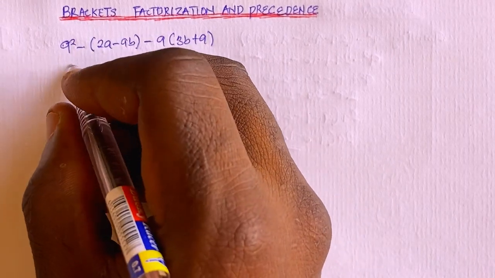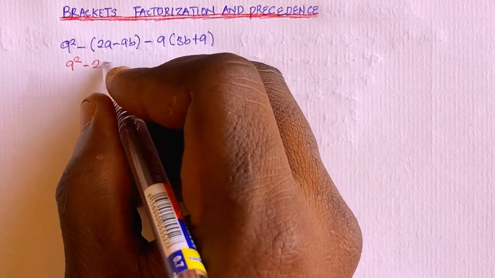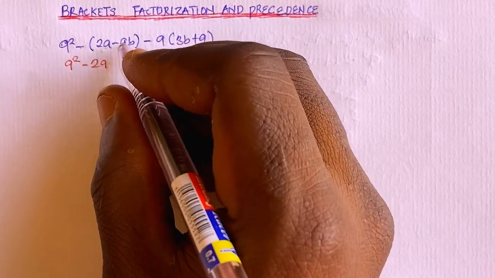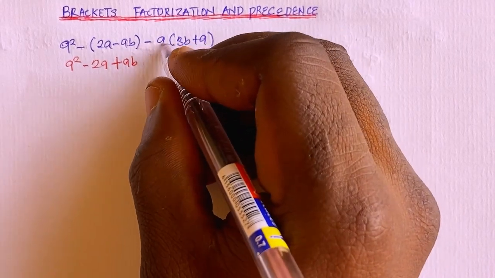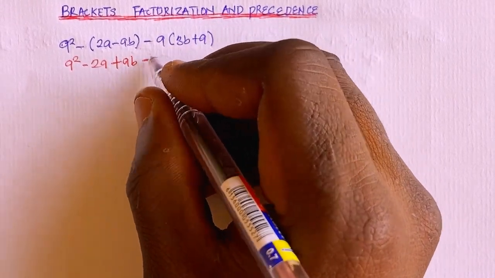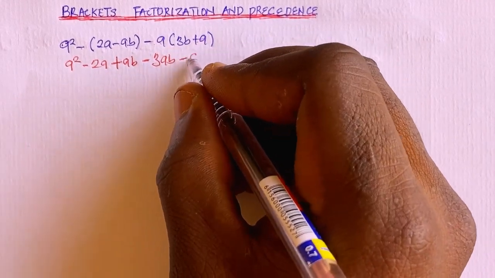So here I'm going to have a squared, then this minus 1. Minus 1 times 2a gives me minus 2a. Then minus 1 multiplied by minus ab gives me plus ab. Then here I'm having minus a. Minus a multiplied by 3b gives me minus 3ab. Then minus a multiplied by a gives me minus a squared.